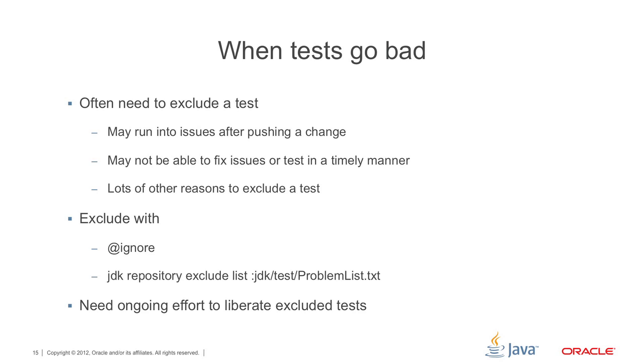And so at any one point in time, there will be tests that are excluded, and there needs to be an ongoing effort to liberate tests. Liberate tests meaning fixing the issue and removing them from the exclude list. So folks that are watching the commits on JDK8 will see periodically, and it happens almost every week, tests being added and removed from the problem list. So there's constant churn on that.